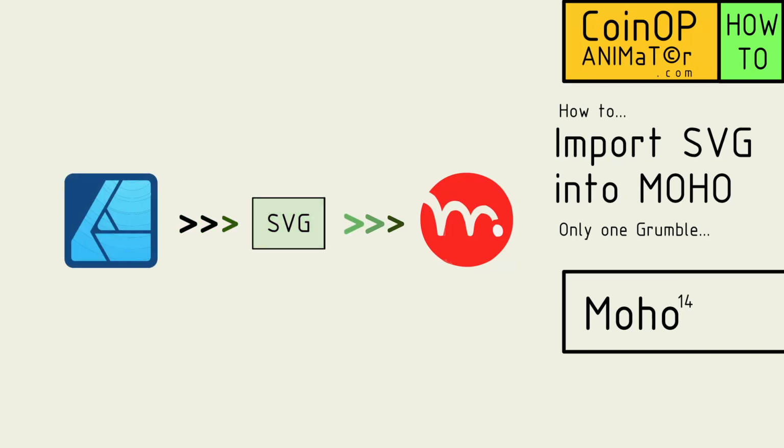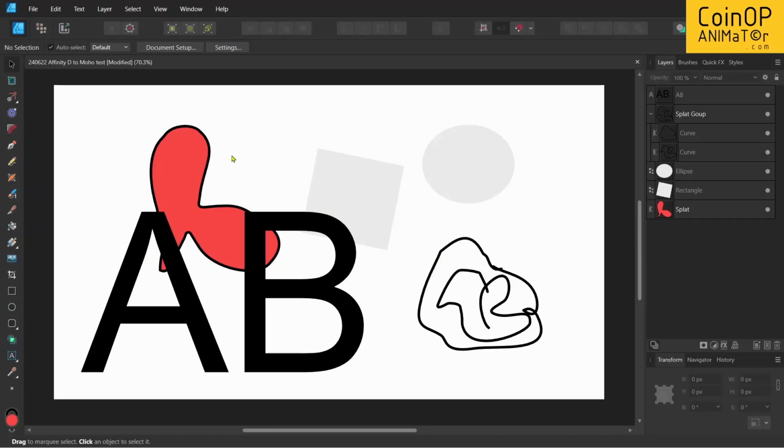So Moho 14 has a new SVG importer utility built into it, and it works really well. All the transform dots, the curves, the editability works seamlessly. I do have one issue with it, and we will get to it in a moment. But first of all, how do we do it?